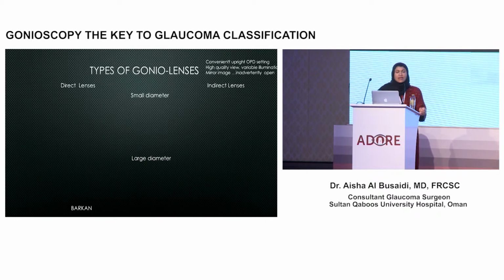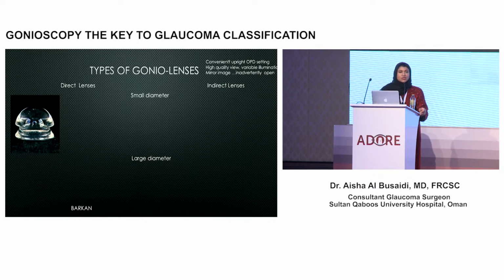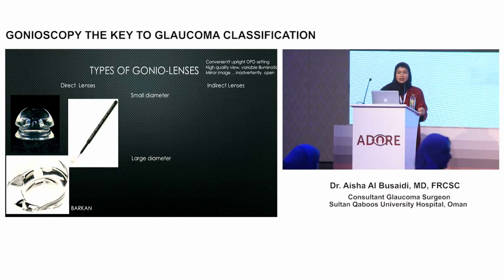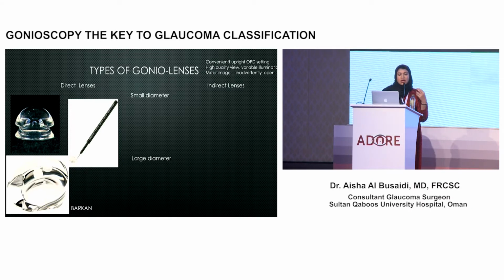There are several types of gonio lenses depending on what you want to use them for. Among the direct lenses, there's the prototype Koeppe lens, which is a prototype diagnostic lens. It has different sizes for infants and for adults. And then there's the Barkan lens, as well as the prototype surgical lens, the Swan-Jacob lens. All these direct lenses can provide an erect, very panoramic view of the angle, and you use a microscope or loupes to examine the angle with these lenses. So you really require the patient to lie supine. Most of the time we do this in the OR setting rather than the OPD because it's quite inconvenient to have all the patients lying flat.